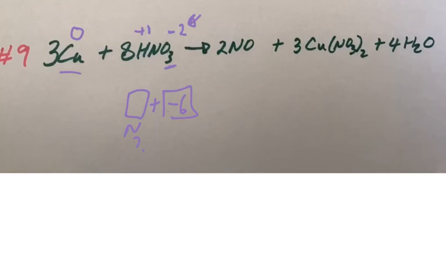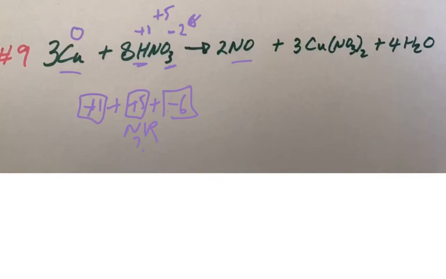Okay, and we have 1 hydrogen there, so that's +1. So what do you think is going to go in this box right here, folks? It should be +5, right? So +5 is the oxidation state of that nitrogen right there. Okay, we're moving on. Arrow.